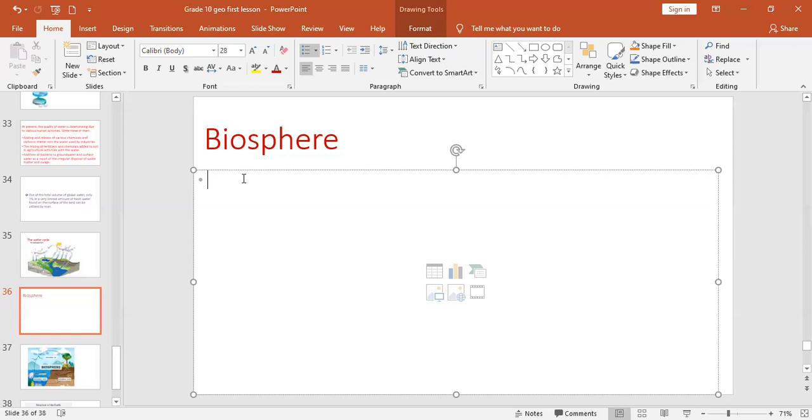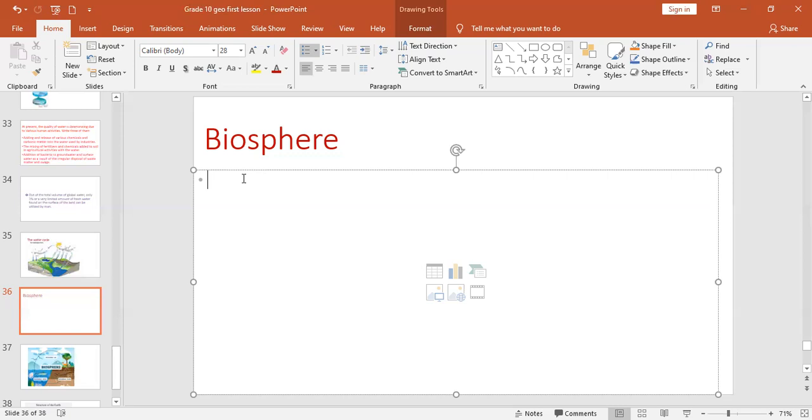Non-living components. What are the examples for living components? Plants, animals and microorganisms. Yes, they are called decomposers. Microorganisms are also included in it.